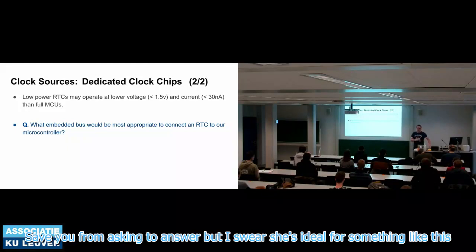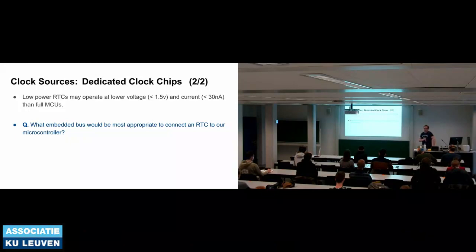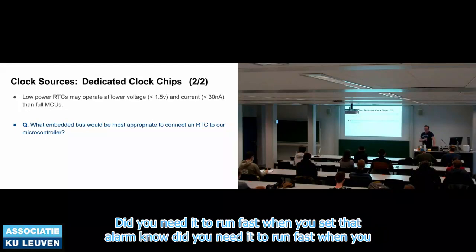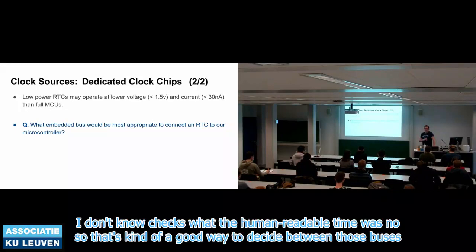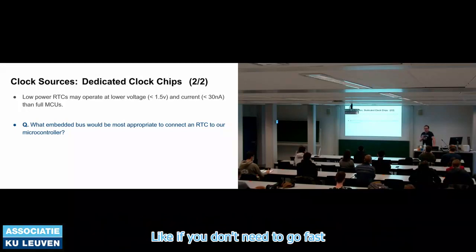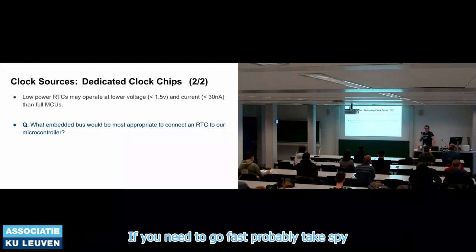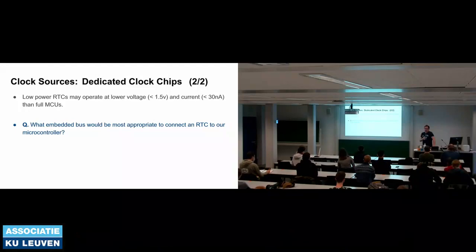But I squared C is ideal for something like this. You could use SPI to connect your RTC, but why bother? SPI, remember, has a couple more lines. Did you need it to run fast when you set that alarm? No. Did you need it to run fast when you checked what the human readable time was? No. So that's a good way to decide between those buses. If you don't need to go fast, then might as well have the low pin count, take I squared C. If you need to go fast, probably take SPI.